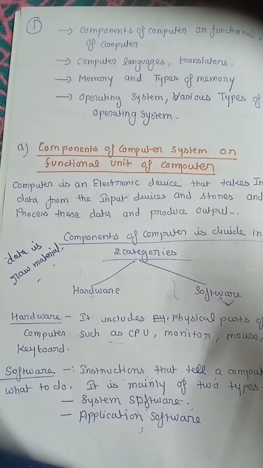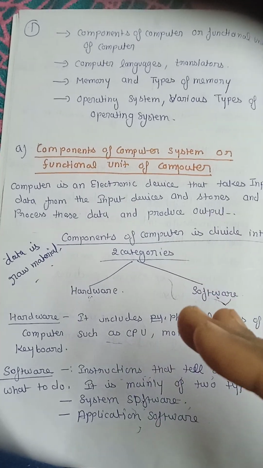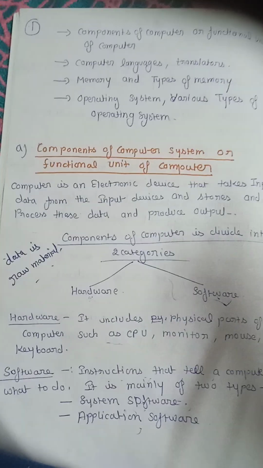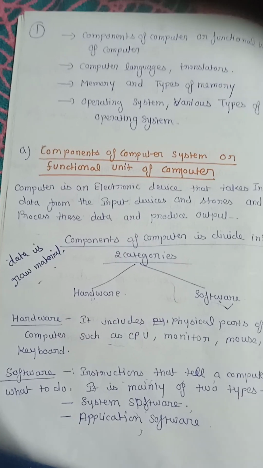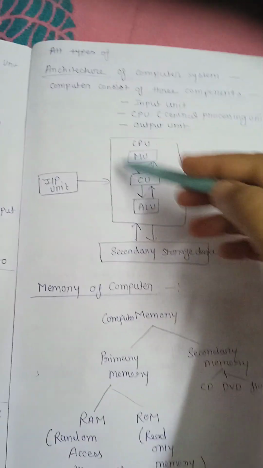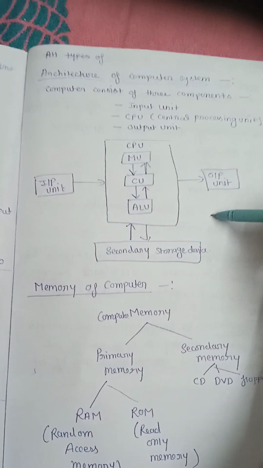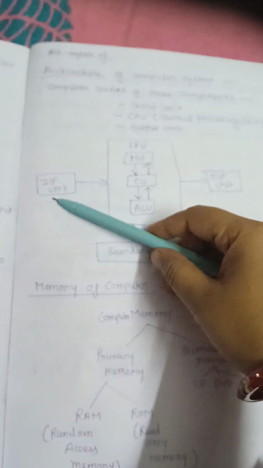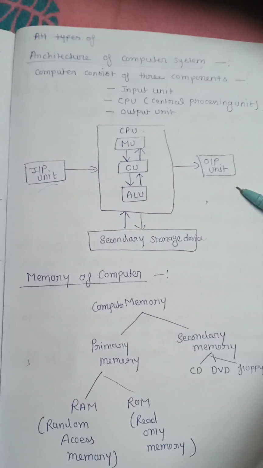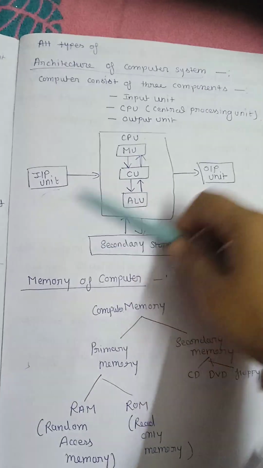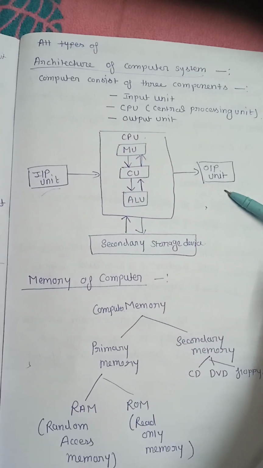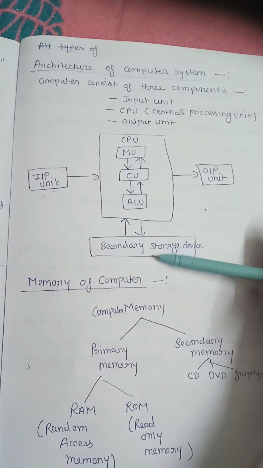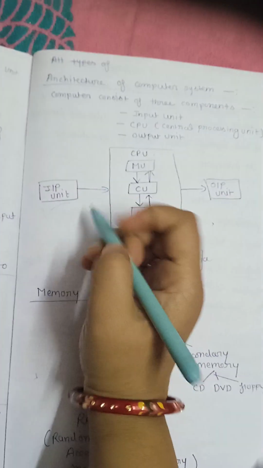If there is no operating system, then nothing works in a system. Our computer is like a box. Now we move to the architecture, meaning the working of the computer and how it works. Here there are input devices and output devices. We give the input, the data is processed in the CPU, we get the output, and we store the data in the secondary storage devices.